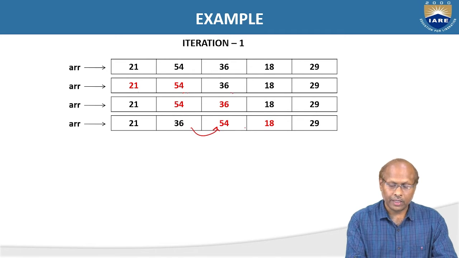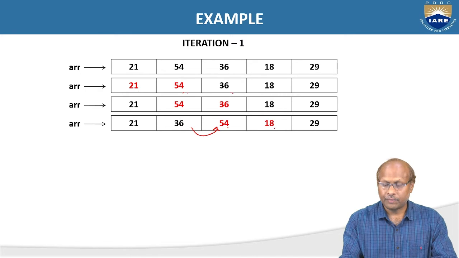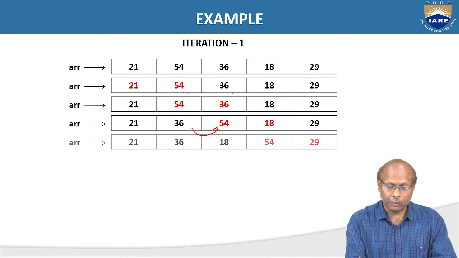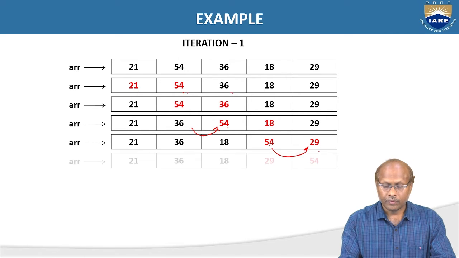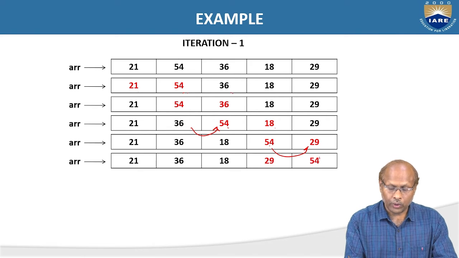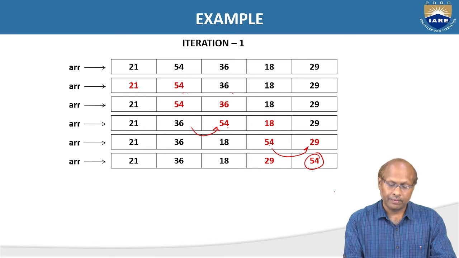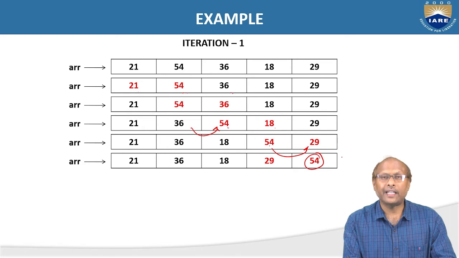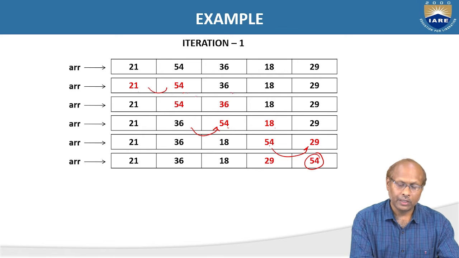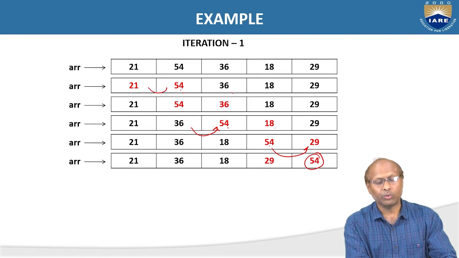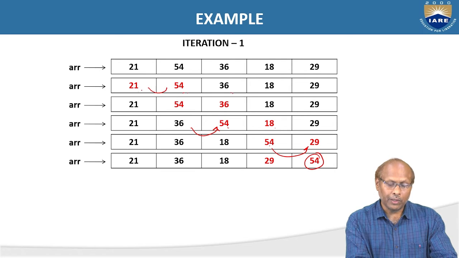So automatically it has come here. Compare 54 with 18. Once you compare, 54 is bigger, so it goes here. Now compare 54 with 29. So 54 has gone. That means at the end of the iteration, you find the biggest element at the end. So please remember, every time you are comparing with the neighbors, if this value is bigger, then swap it. If this value is smaller, don't need to swap.